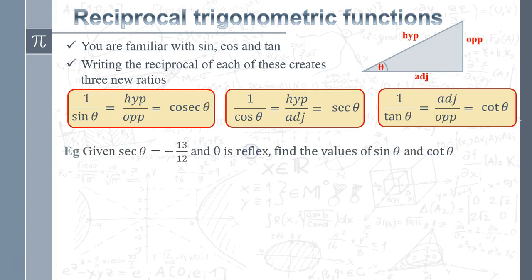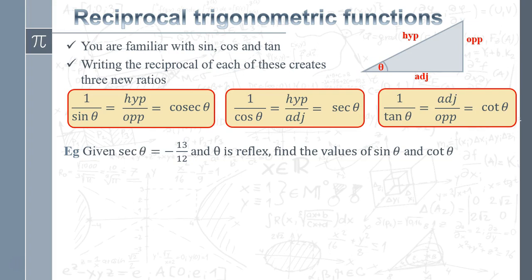Now, all of that said, let's have a look at a quick question involving these. We're told that the value of the sec ratio for a particular angle is given to us as minus 13 over 12. And we're told that the angle theta is reflex. So what are the equivalent values of sine and cot?